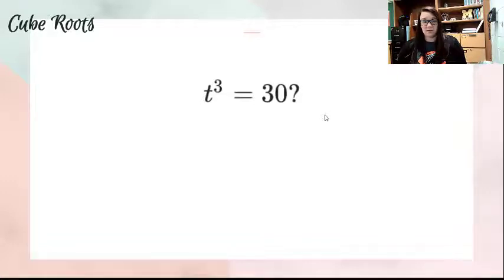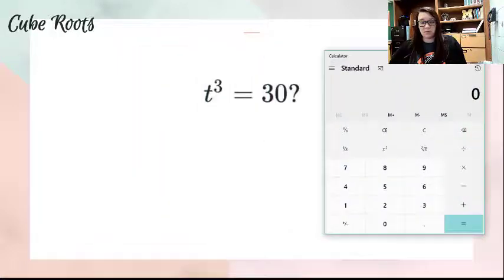Okay, did you get anything? Me neither, because there isn't a pretty number that cubes to get 30. Our calculator actually has a function where we can mess with this a little bit.